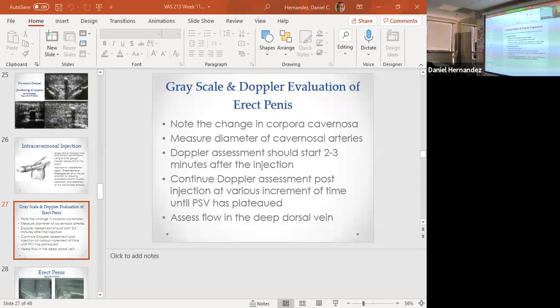Patient preparation. Before any of these procedures are done, we have to obtain informed consent. Part of that is explaining the procedure and any complications that may arise. We obtain patient medical history, surgical history, and allergies. I want to make sure they're not allergic to any of these contrast agents.